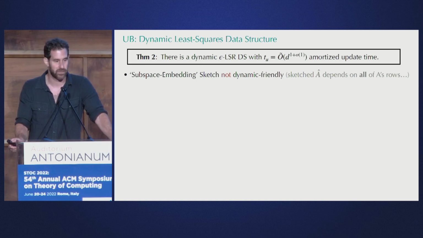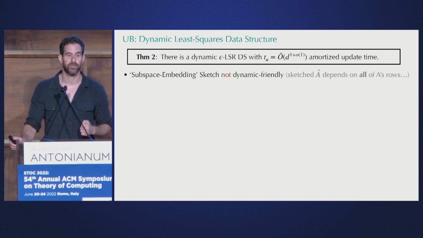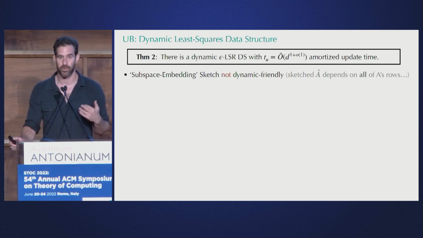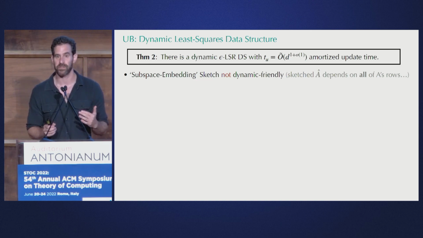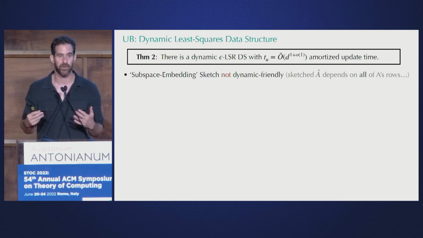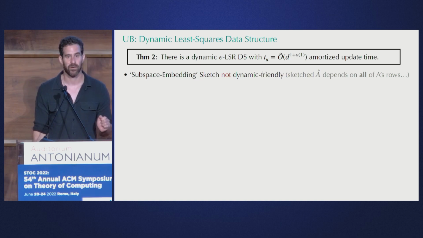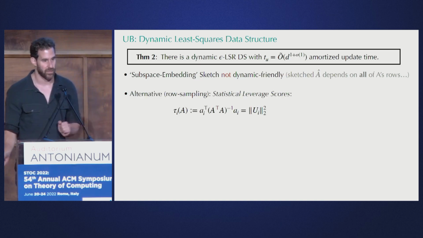Does that make sense? Fortunately, there's a beautiful alternative technique to produce a spectral approximation to compress the matrix, which is not based on mixing of the rows, so linear combinations. It's based purely on subsampling. Okay, so it's sampling versus mixing.